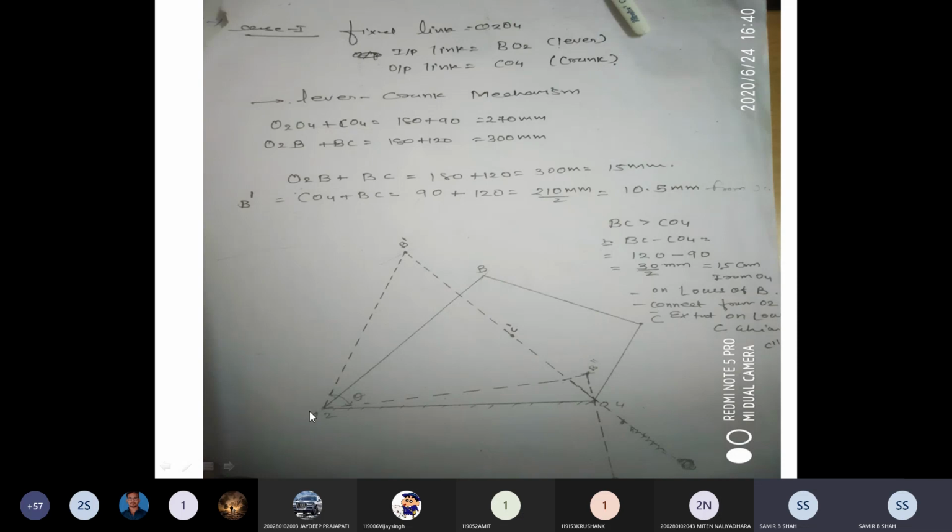Now we know that O2O4 is 180 mm and CO4 is 90 mm, meaning 180 plus 90 is 270, while O2B is 180 mm and BC is equal to 120 mm, meaning 300, right?